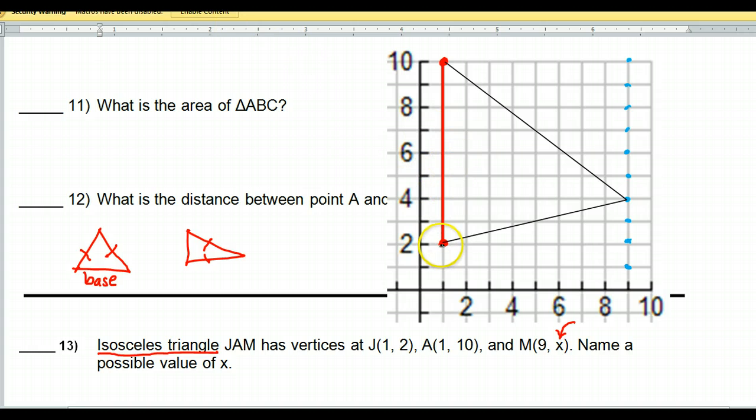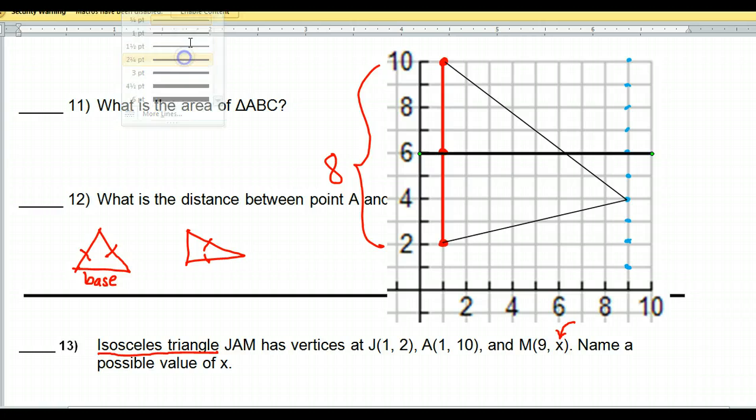So let's see. How tall is this? It starts at 2, ends at 10. 1, 2, 3, 4, 5, 6, 7, 8. This base is 8 across. So from here to here, that's 8. That means the midpoint must be 4. If I count 1, 2, 3, 4, this should be the midpoint of this bottom of the triangle. That means this is the axis of symmetry right here.